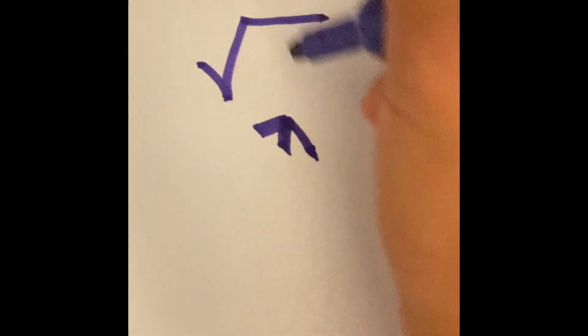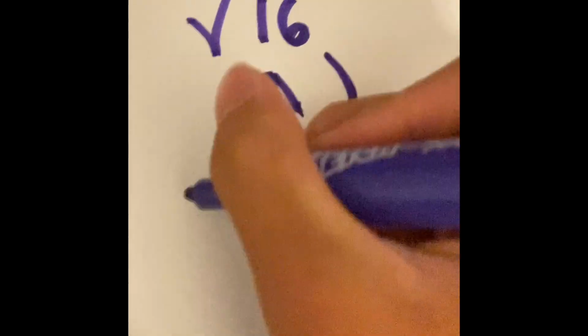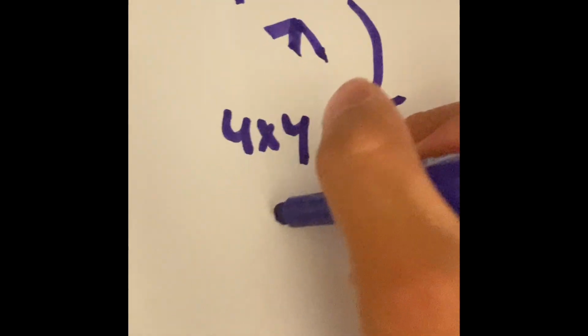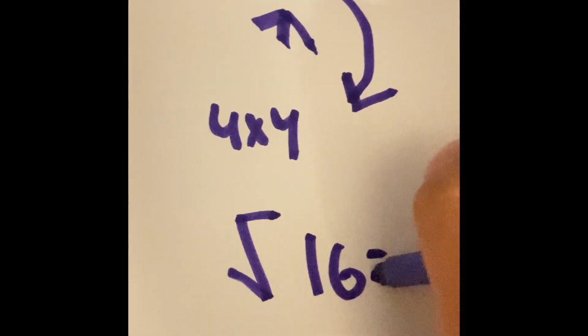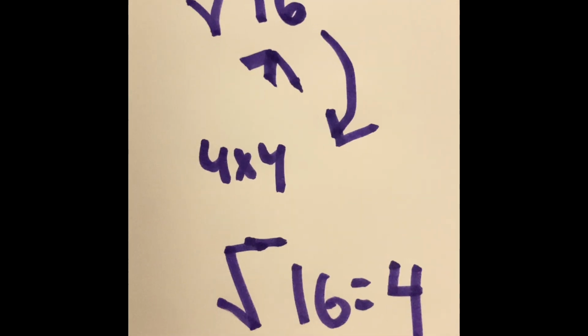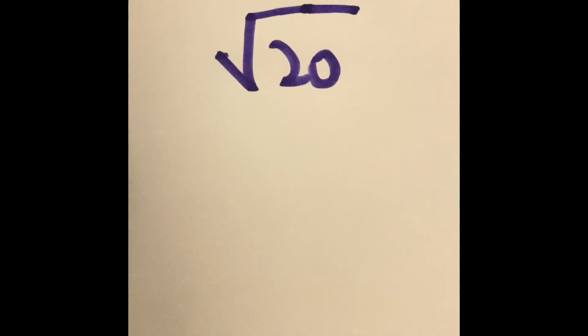Here's an example. My favorite one is find the square root of 16. Well, 4 times 4 is equal to 16, so the square root of 16 should equal 4. However, sometimes perfect square roots are not always going to happen, and other times you have to do something like the square root of 20. But how can we simplify that?